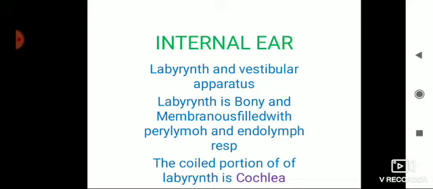Now the labyrinth. This labyrinth is bony as well as membranous, and it is filled with perilymph and endolymph respectively. The coiled portion of the labyrinth is the cochlea. When you are writing the answer, remember the word cochlea. Cochlea is the part of the labyrinth. Now what is the vestibular apparatus? Vestibular apparatus are the three semicircular canals.